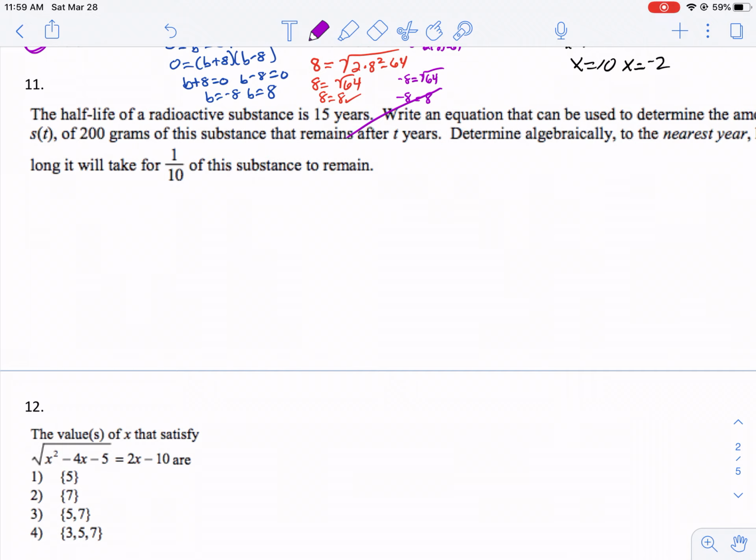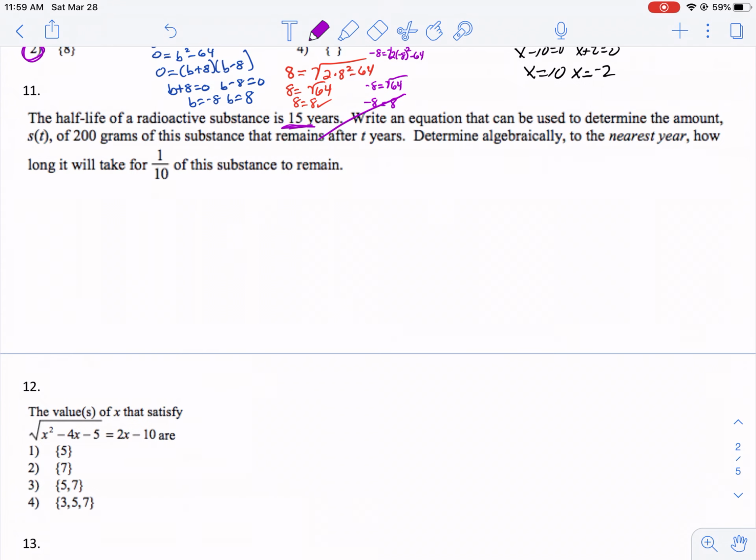Number 11. The half-life of a radioactive substance is 15 years. Write an equation that can be used to determine the amount S of t of 200 grams of this substance that remains after t years. Determine algebraically, and so on. Okay, so first we have to write the equation.